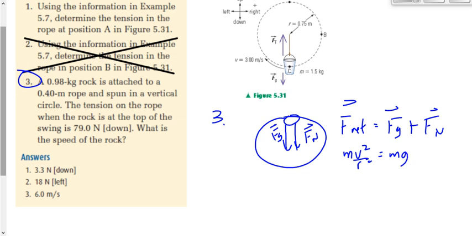Whoops, made a mistake here. What did I do? It's not mv squared over r squared. It's mv squared over r, right? Careful with that.